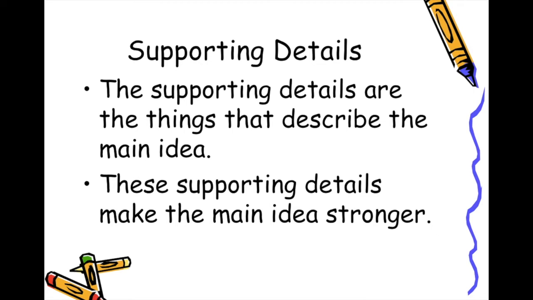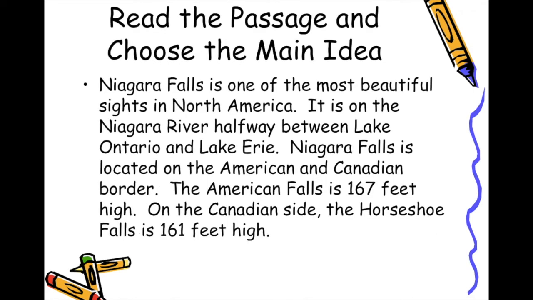Now, let's take a look at some examples. Here is a short passage, and I'll read it for you. It says, Niagara Falls is one of the most beautiful sights in North America. It is on the Niagara River, halfway between Lake Ontario and Lake Erie. Niagara Falls is located on the American and Canadian border. The American Falls is 167 feet high. On the Canadian side, the Horseshoe Falls is 161 feet high.